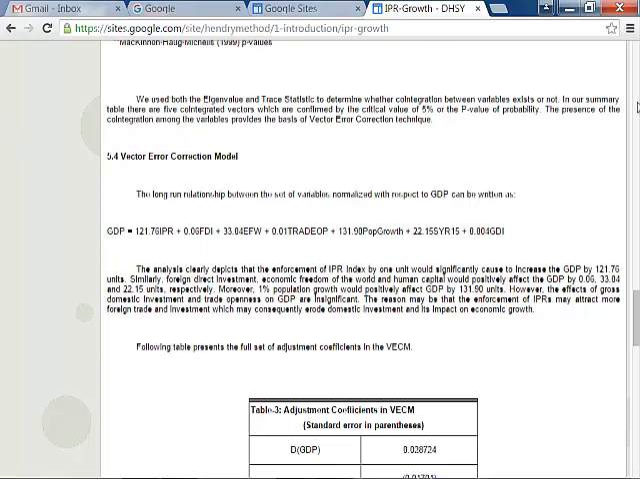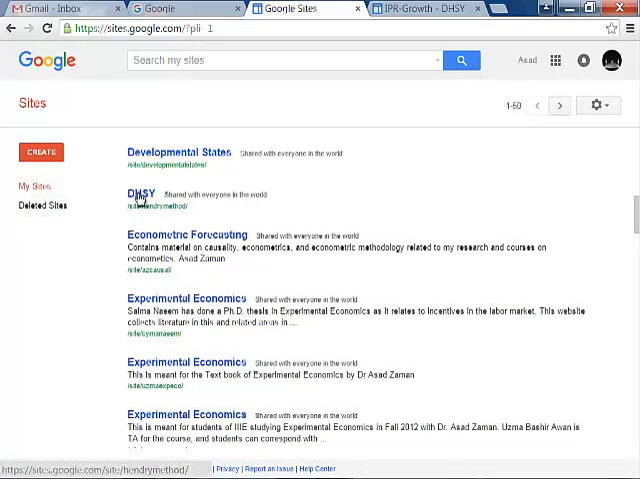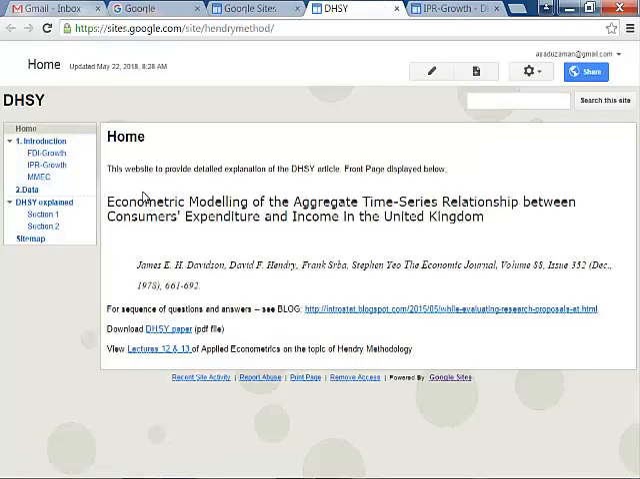So what can we do about this? Well, in my point of view, there was a paper written, this is the paper, Econometric Modeling of Aggregate Time Series Relations Between Consumers' Expenditure and Income in United Kingdom. This is simply a model of the consumption function. Consumption equals alpha plus beta y. This is the most basic relationship, very strongly theoretically supported, that yes, your consumption should be some proportion of your income.